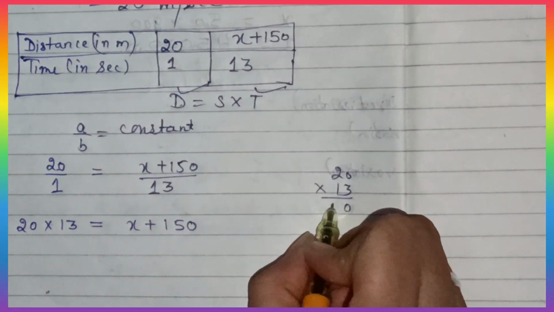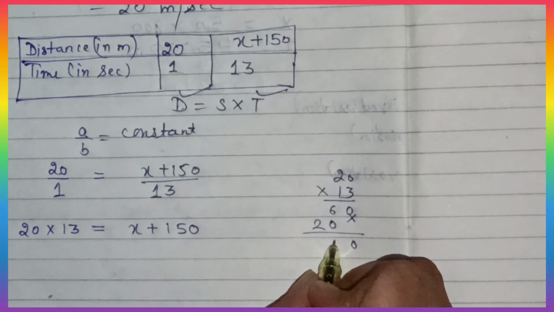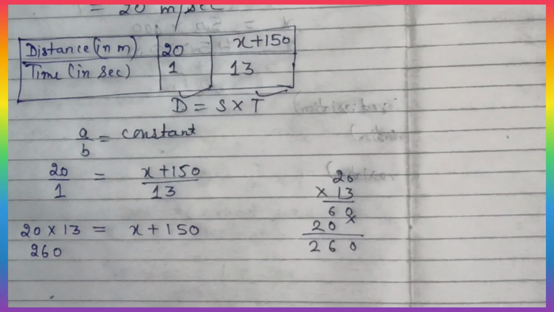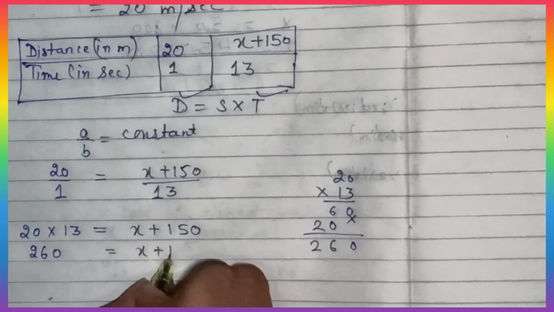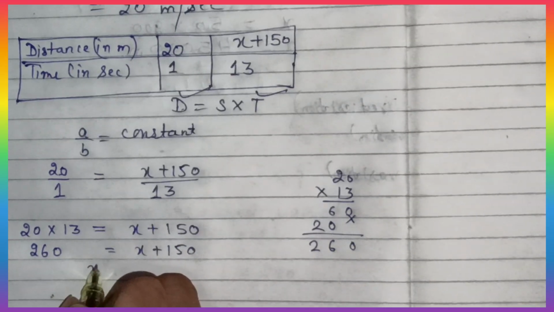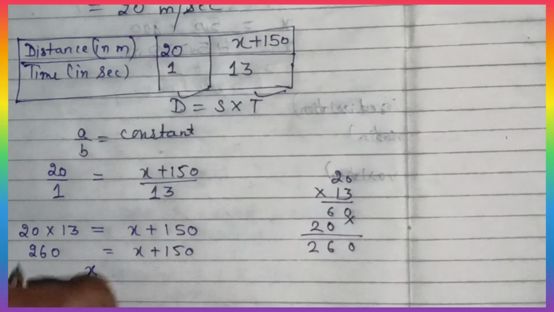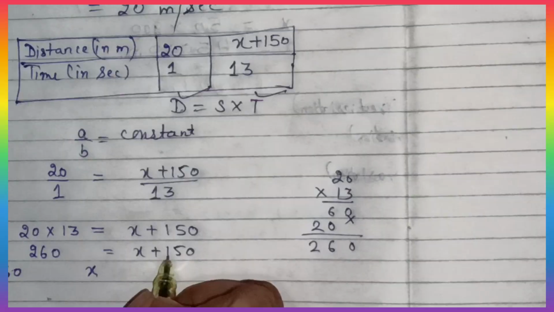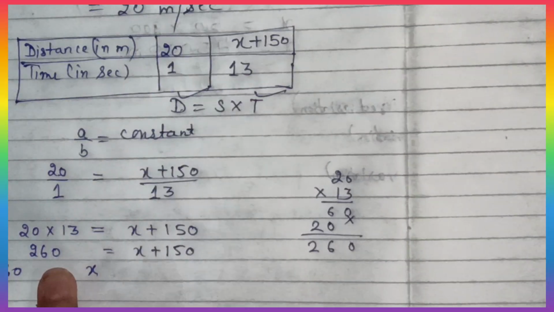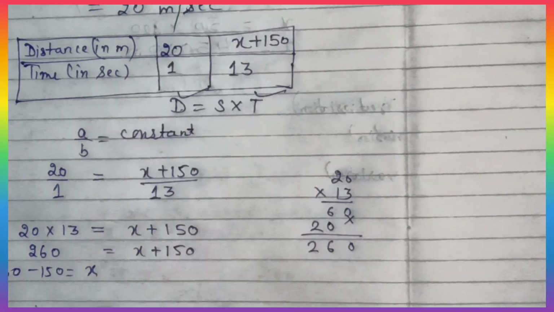Now 20 multiplied by 13: 3 zeros are 0, 3 twos are 6, 1 zero is 0, 1 two is 2, so 260. I write here 260 is equal to x plus 150. Now we have to find the value of x. The sign with 150 is plus; when it comes to the LHS, it becomes minus. So 260 minus 150 is equal to x.